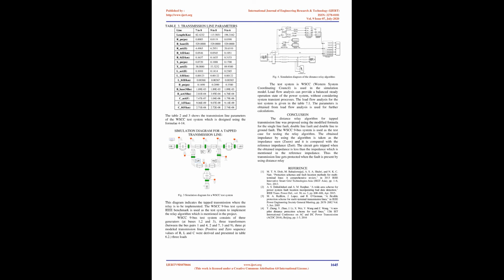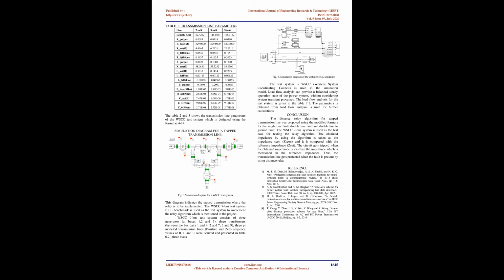The WSCC 9 bus system is taken as the test system in order to test the relay operation. The length, per unit resistance, per unit reactance is obtained from the datasheet. Figure 6.2 shows the single line diagram for the WSCC test system. Ract equals Rpu times Rbase, 4. Tables 2 and 3 show the transmission line parameters of the WSCC test system, which is designed using the formulae 4 to 14. Simulation diagram for a tapped transmission line.